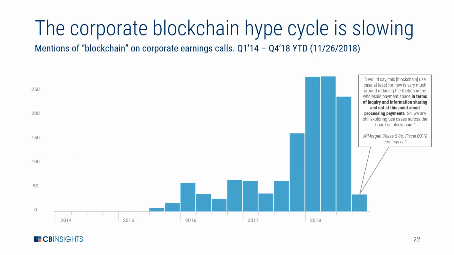Overall, though, the hype among corporates around blockchain technology is slowing dramatically. Just by looking at earnings transcripts, you can see that mentions in this year's 4th calendar quarter are way down. In a recent JP Morgan call, the company said that its blockchain efforts were really at the inquiry and information sharing stage, and not yet production ready. This is coming from a bank that's done a lot with the technology in terms of investments and pilots and projects, to limited success.